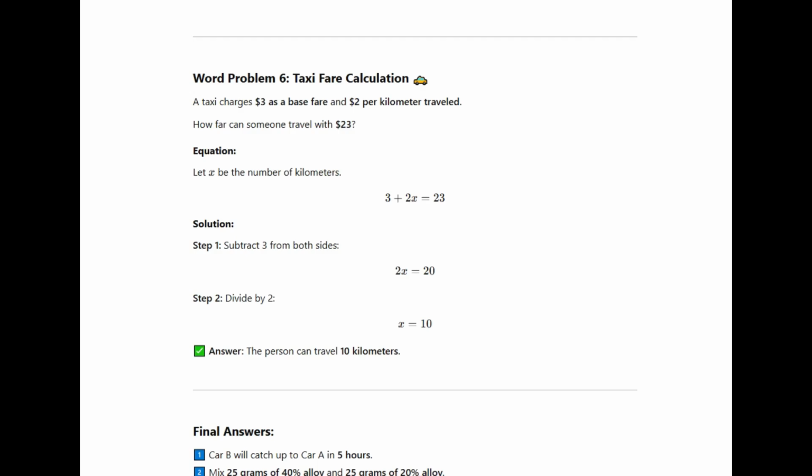Solution. Step 1. Subtract 3 from both sides. 2x equals 20. Step 2. Divide by 2. x equals 10. The person can travel 10 kilometers.